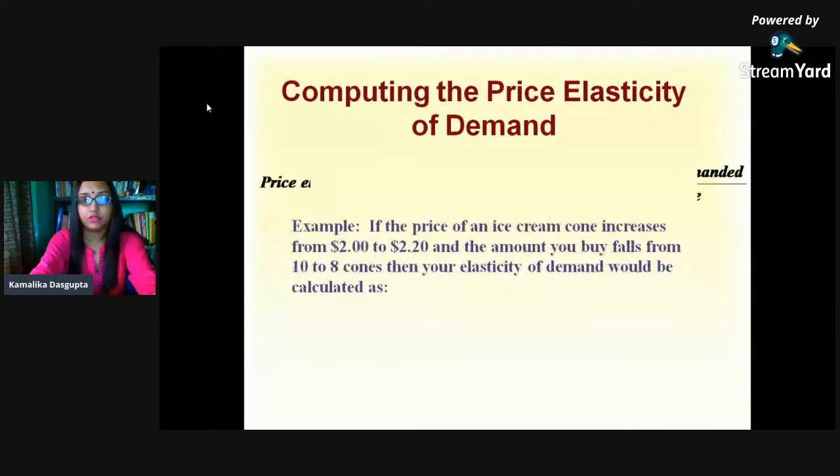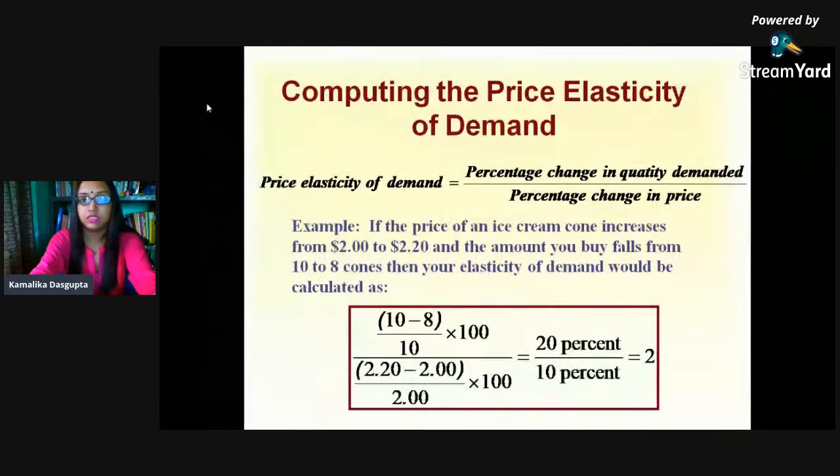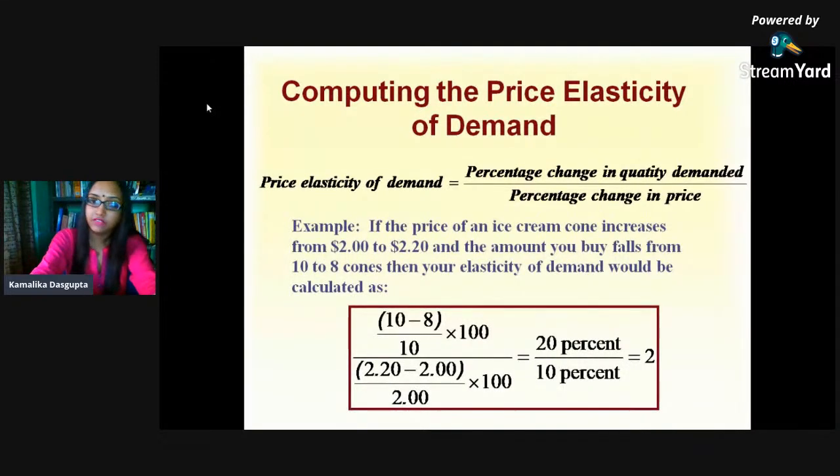Now, we have computed the price elasticity of demand using the formula. So this is the way you compute the price elasticity of demand for a particular commodity. The change in demand will be given. You have to calculate the percentage change, and the change in price will be given. You have to calculate the percentage change, and you get the ratio and you get the elasticity value.